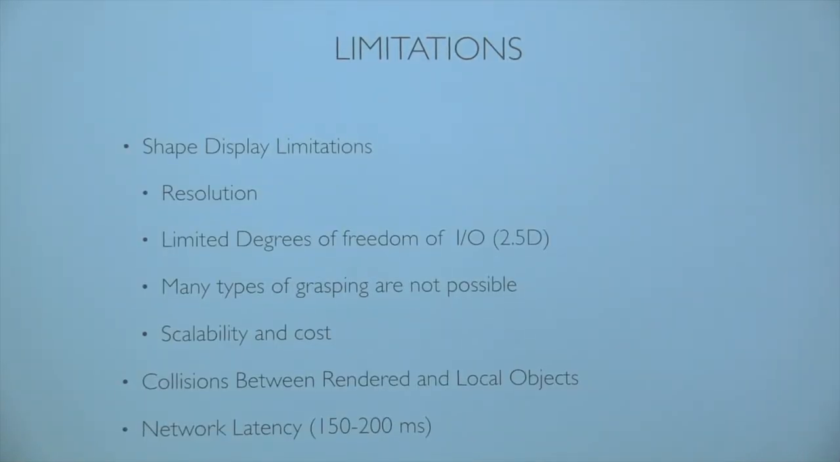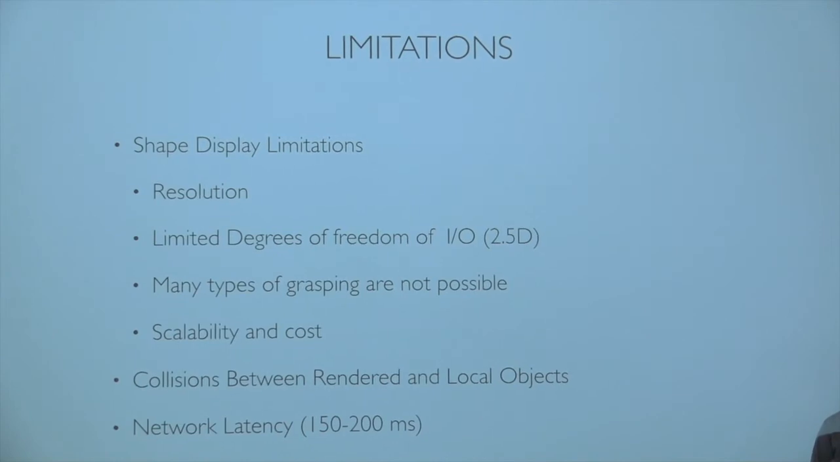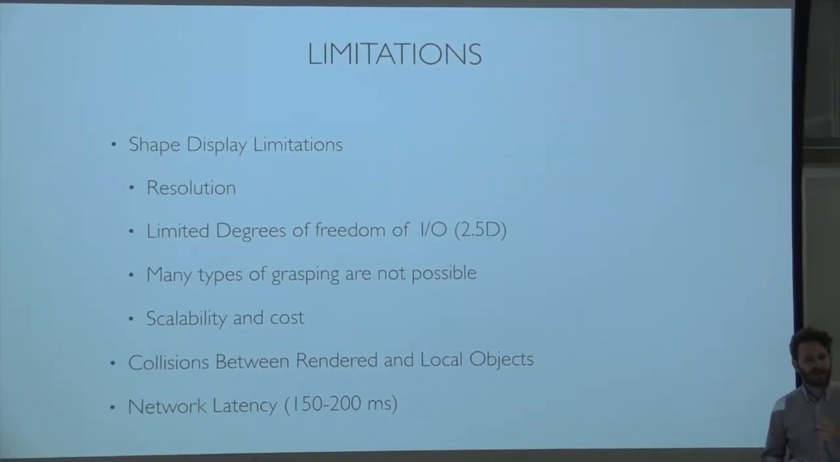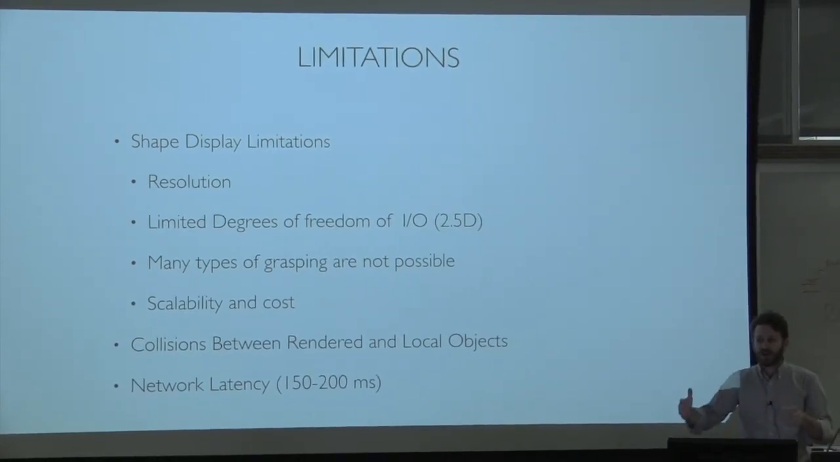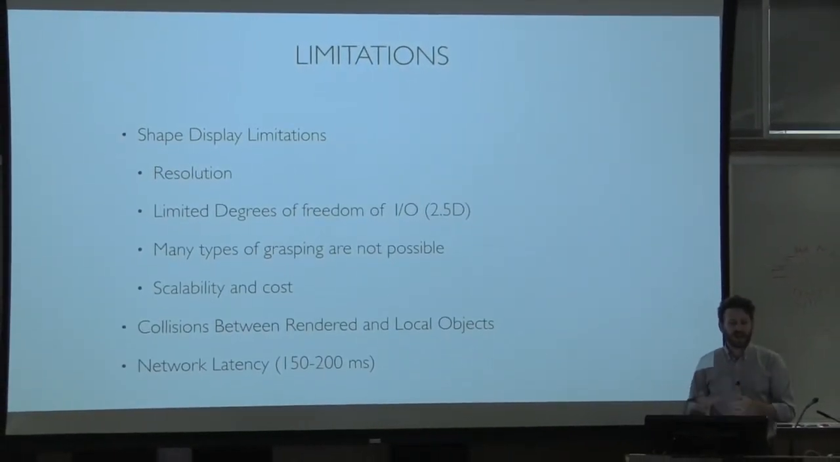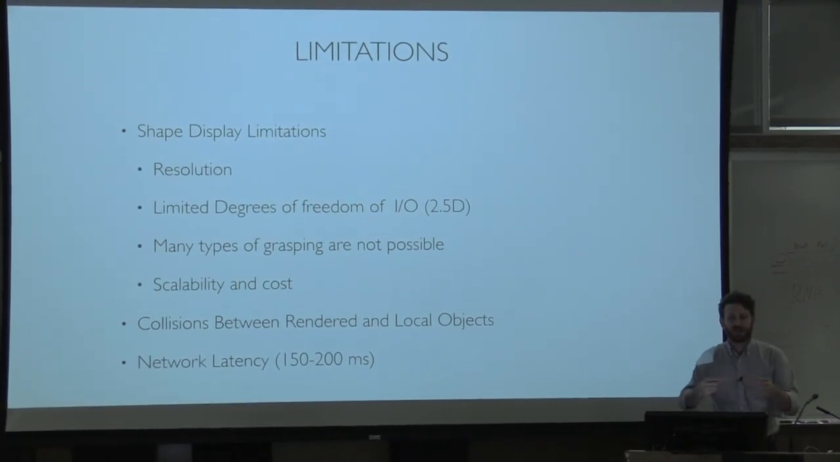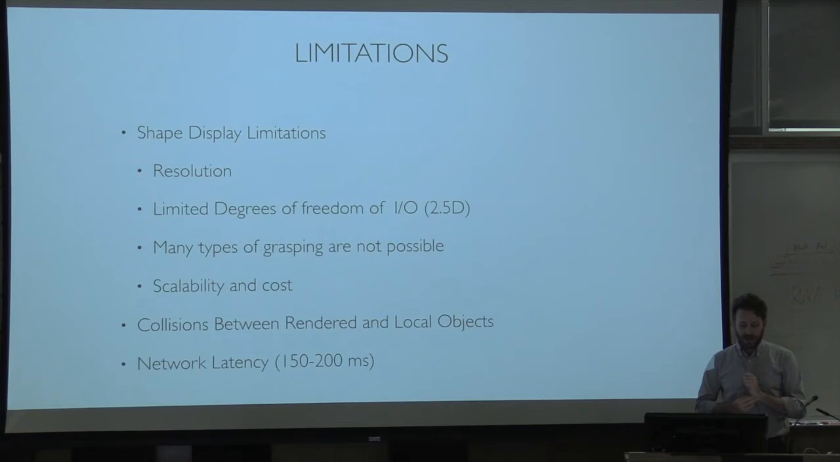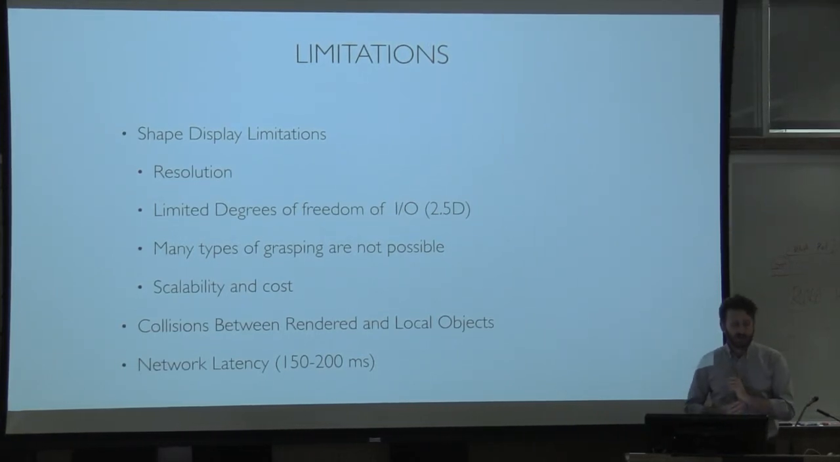And so, obviously at this time, you're thinking, hey, this might be kind of interesting, but it seems like there are a lot of limitations with your current implementation. And I would agree with you. The current shape display hardware that we have is very limited in terms of resolution. But maybe more importantly, with this class of shape display, the actuated pin array, you're always going to have this limited degree of freedom, the 2.5D rendering. You can't have overhangs. You can't actually grasp objects or apply forces laterally, only up and down. And obviously it's not very scalable. There are also some issues in terms of network latency.